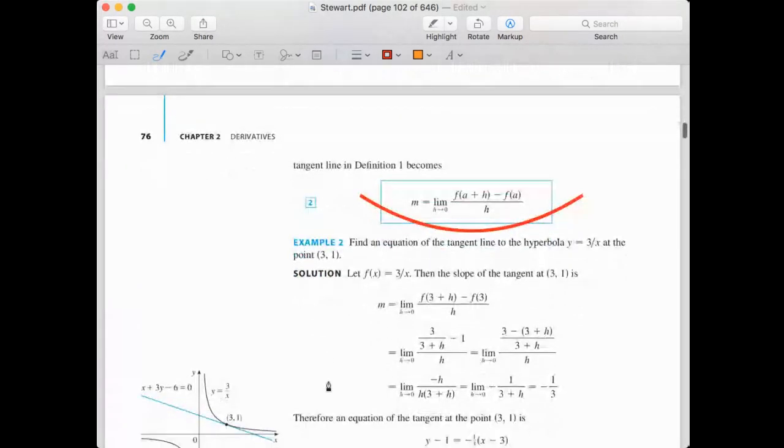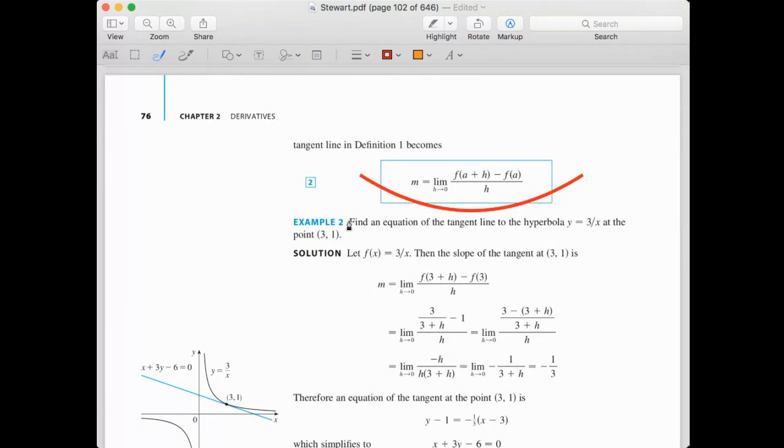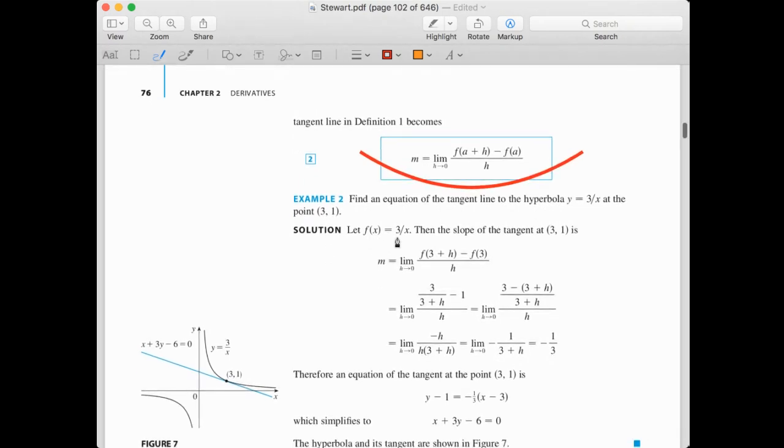Okay, let's see example 2. Example 2 is saying find an equation of the tangent line to the hyperbola y equals 3 divided by x at the point 3, 1. All right. So let f of x equal 3 divided by x. Then the slope of the tangent at 3, 1, we just use the definition. m equals the limit as h approaches 0 of f of 3 plus h minus f of 3 divided by h.